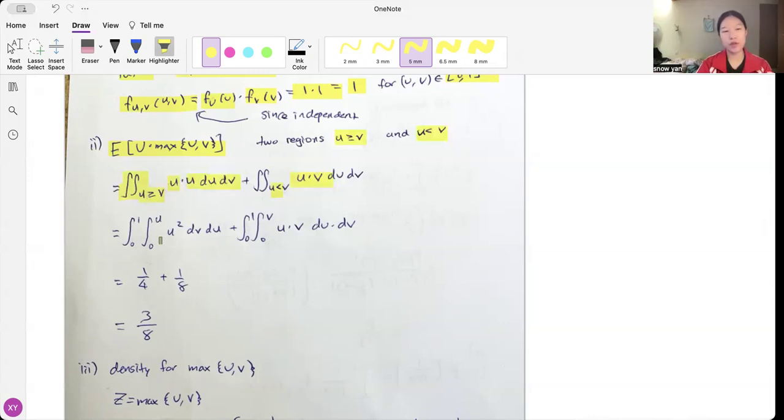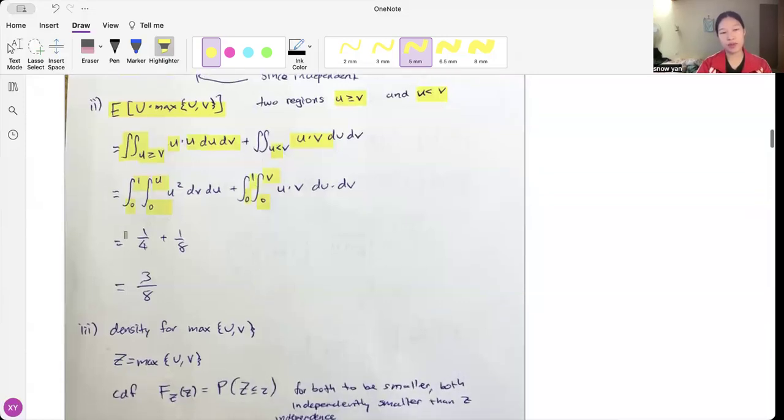So we first find the inner integral. Since v is the smaller one, we go from 0 to u and not exceed u. And then u goes from 0 to 1. To determine the bounds on the other side, we just swap the idea. Basically, u goes from 0 to v, and then v goes from 0 to 1. I think it's pretty straightforward. Then we evaluate both integrals and we get 1/4 plus 1/8, which is equal to 3/8.